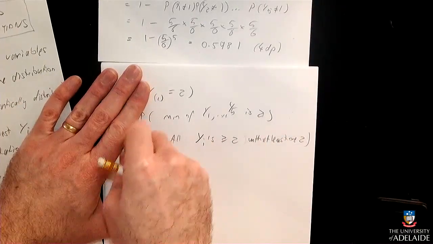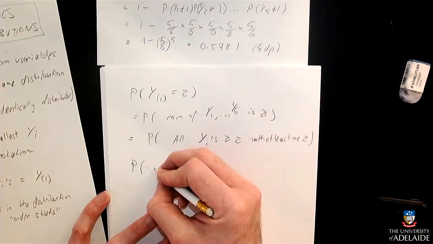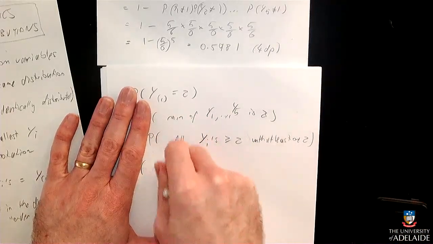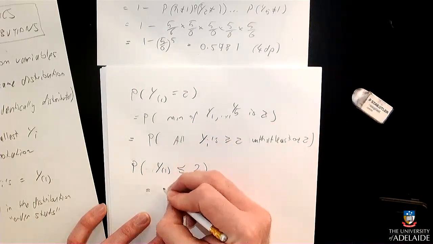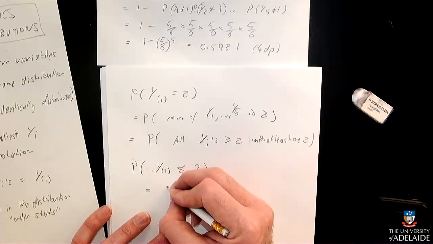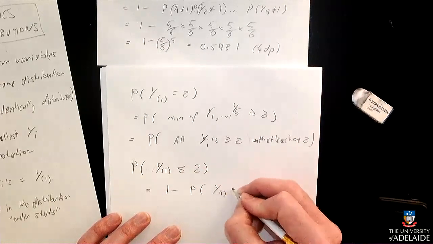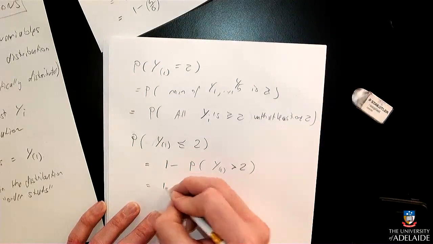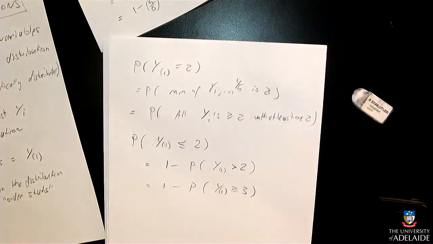Just a second, I'm just going to figure something else out. So the probability that the minimum is less than or equal to 2 is 1 minus the probability that the minimum is greater than 2, which is 1 minus the probability that the minimum is greater than or equal to 3, because it's discrete.